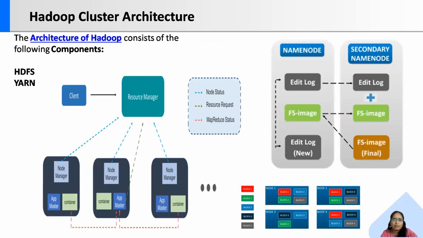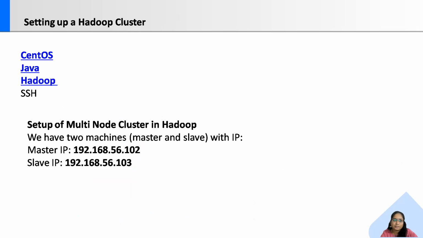The cluster architecture consists of 2 main components in the current technique, that is HDFS and MapReduce, and YARN is for resource management. You can see in this diagram the name node and data nodes, as I discussed in the previous class. Similarly, there is YARN, which handles the resource management process.